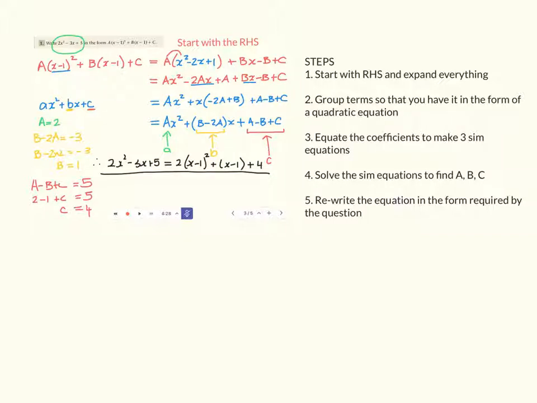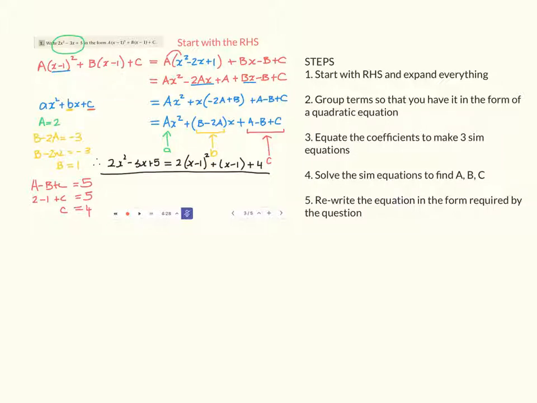So I thought we'd just go through the steps that I did to work through that question. So the first thing was that we start with the right-hand side and we expand everything. So expanded it all out until we got it to a stage where we could group the terms to make it in the form of a quadratic expression. And that means that we have something in front of an x squared, something in front of an x, and a whole lot of stuff at the end. And you can have many terms there. You might have 1, you might have 3.